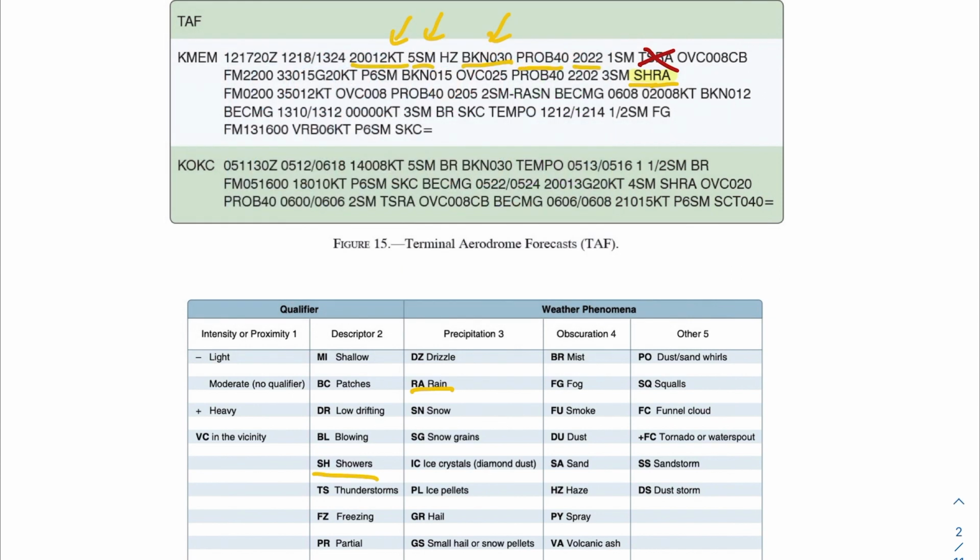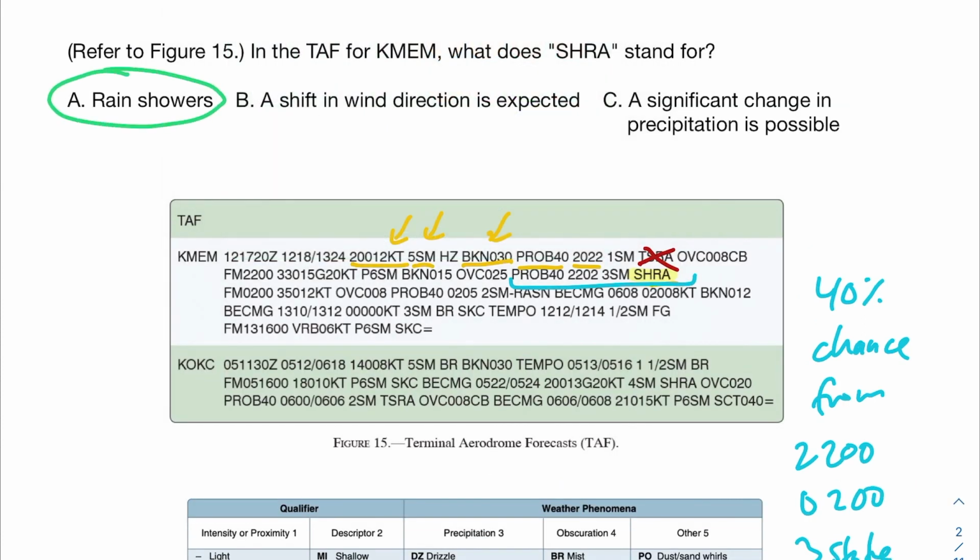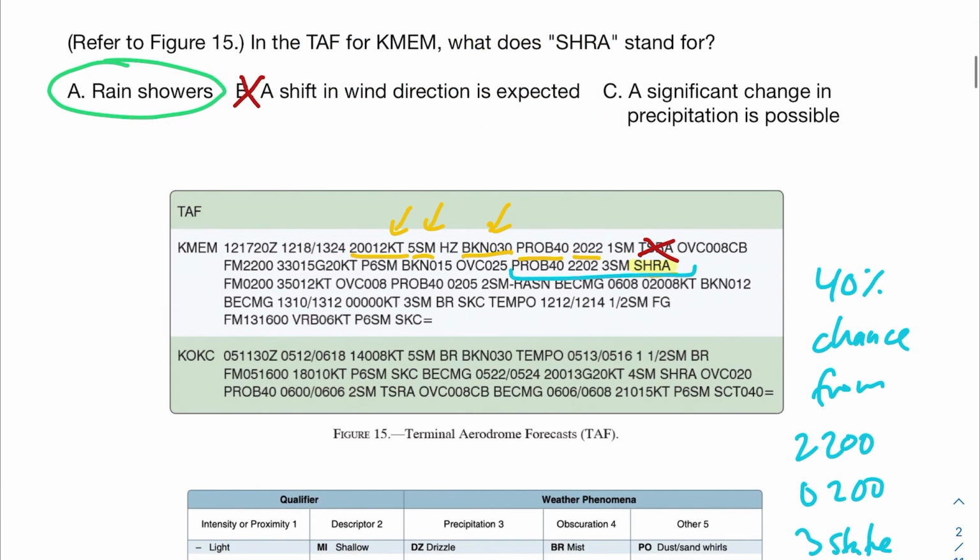So if we take a look at this in its entirety, it's saying that there's a 40% chance from 2200 to 0200 of 3 statute miles of visibility and rain showers. So the correct answer here is A, rain showers. B is incorrect. It's not a shift in wind direction. If there was a shift in wind direction, there would be some sort of indicator at this time, and then there would be an update to the wind direction. For example, it says the wind direction changes from 200 degrees true north to 330 degrees true north starting at 2200. So that is incorrect. The shift would just be the change in the direction in degrees.